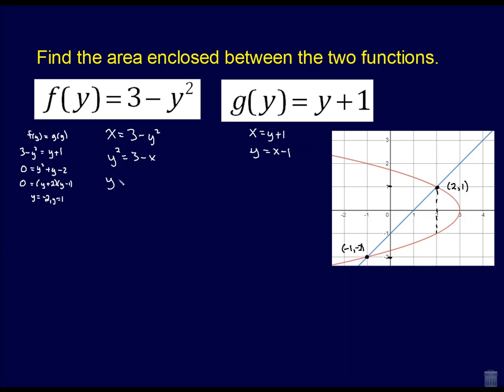And now there's really two functions here, the positive square root and then the negative square root. And so the positive square root draws the upper half. So in this context, I'm going to label them y equals the square root of 3 minus x, and the lower half y equals the negative square root of 3 minus x. And we'll need those now, and I'm going to label the line also in the same way as y equals x minus 1.